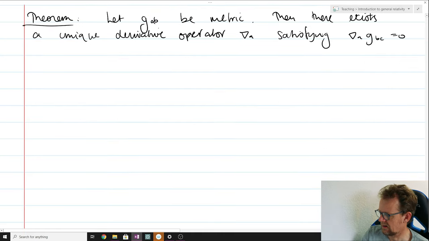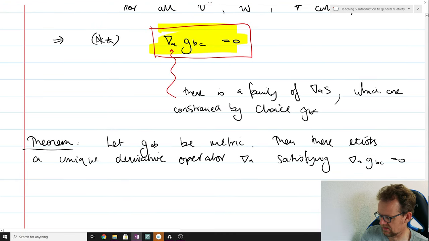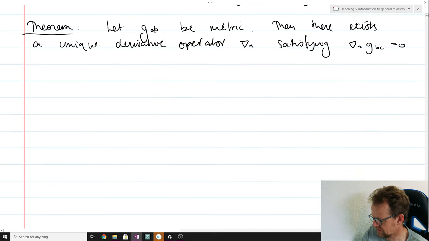And it's kind of amazing, right? The data of a metric is just enough to uniquely specify one derivative operator. It doesn't over specify, like star star could be too constraining. It could throw out all the derivative operators that are possible. It could be under constraining. No, it's just right. Equation star star is just right for choosing a derivative operator.